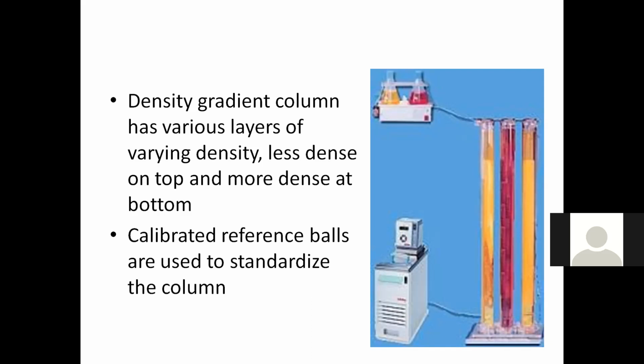Now in this picture you are seeing a CPU-type structure. This is not a CPU, basically this is a chiller which is used to maintain the temperature. At the top of this density gradient column you are seeing two flasks, and both flasks are connected with each other. At the bottom of both flasks there is a box-type structure. That is not a box, that is basically a magnetic stirrer.